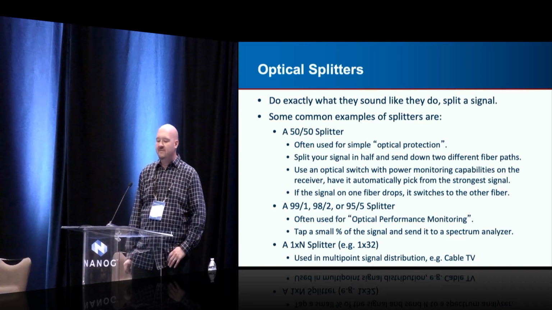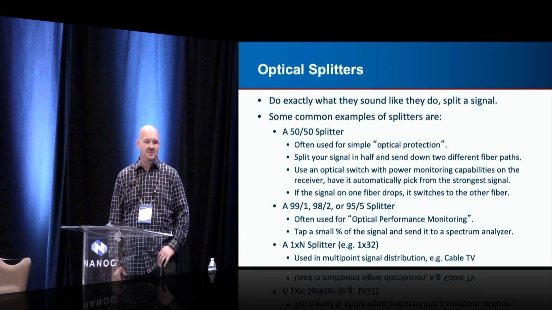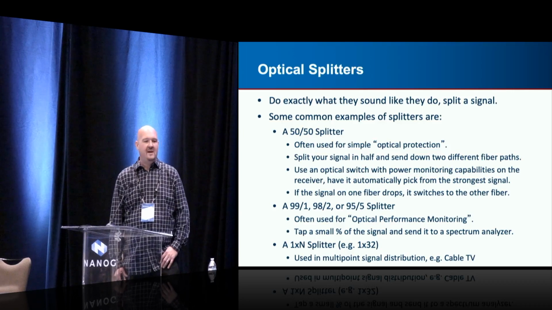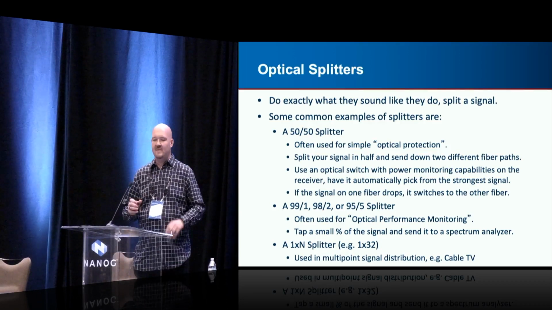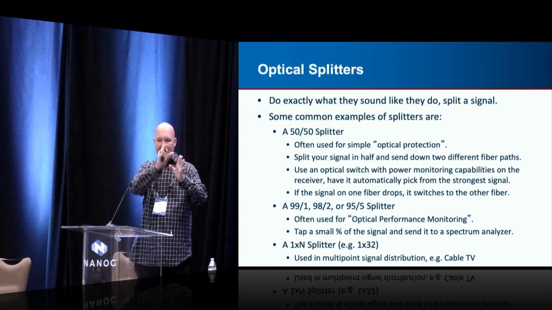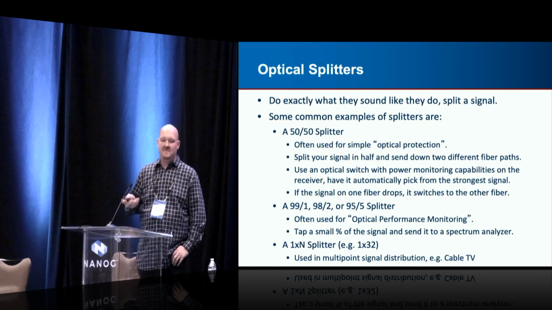You also have a 1xN splitter. This is used in multi-point distribution, for example, cable TV. What you'll have is a 32x splitter. You take the same signal of light, amplify it so it's really bright, and then split it 32 times and send it to different distribution points, because you're sending the same signal to many different places.